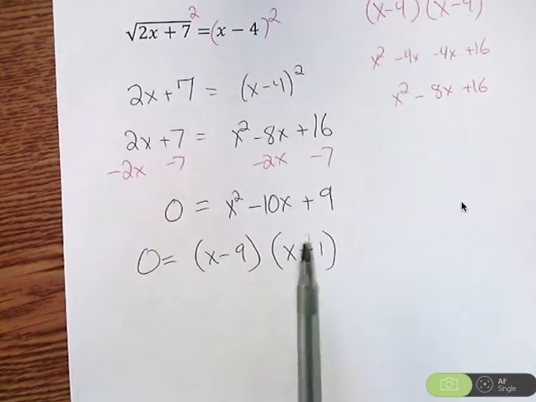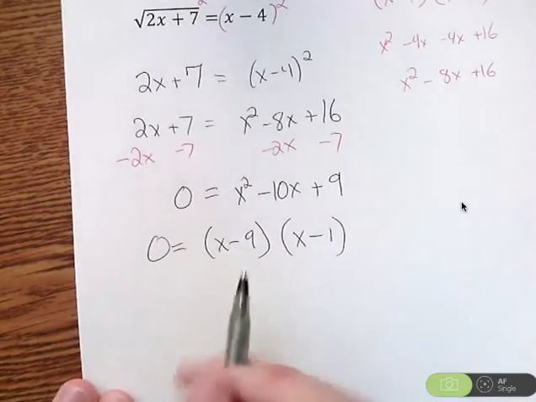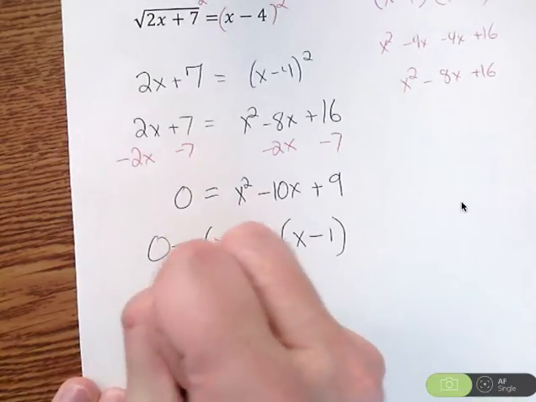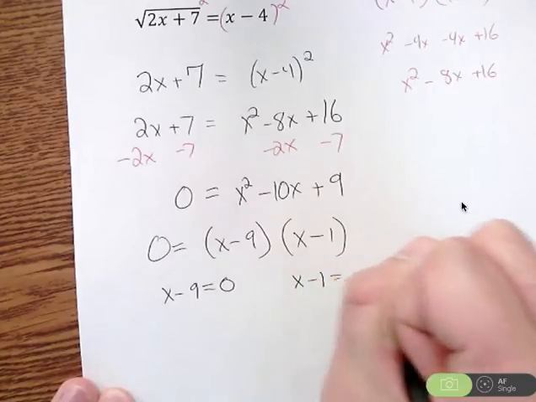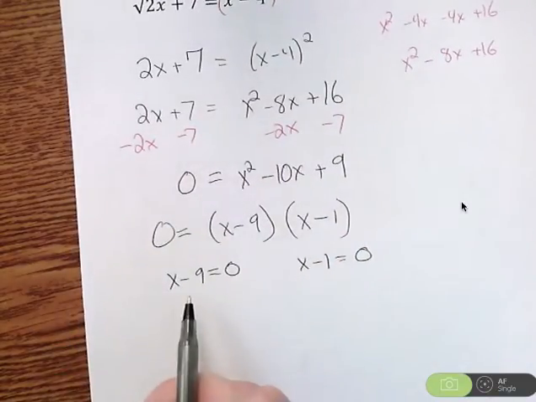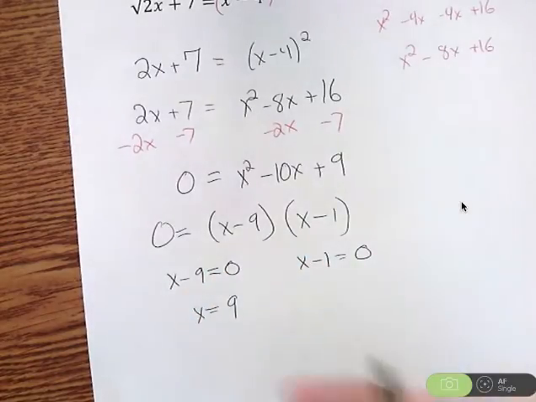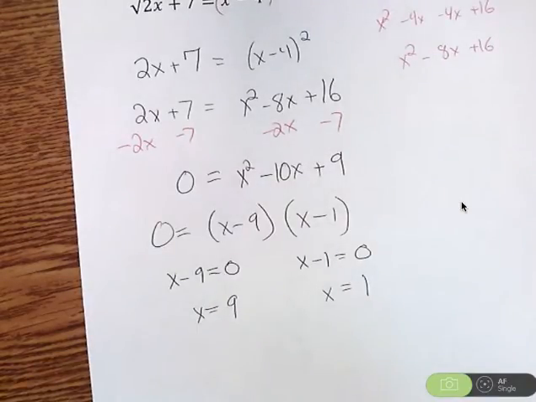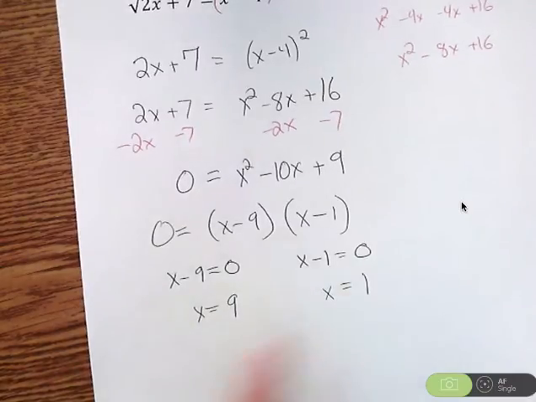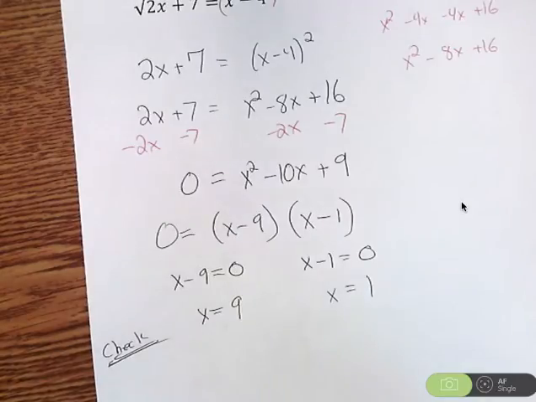If I'm solving by factoring, the first step was to factor, and then once you're factored, take each factor, set it equal to 0, and solve. So I have x minus 9 is equal to 0, and x minus 1 is equal to 0. When you solve this, you're going to get x equals 9. And solving this one, we get x equals 1. But very similar to my previous video, before I move on, I want to check and make sure these numbers work. This is very important: check to make sure 9 and 1 work.